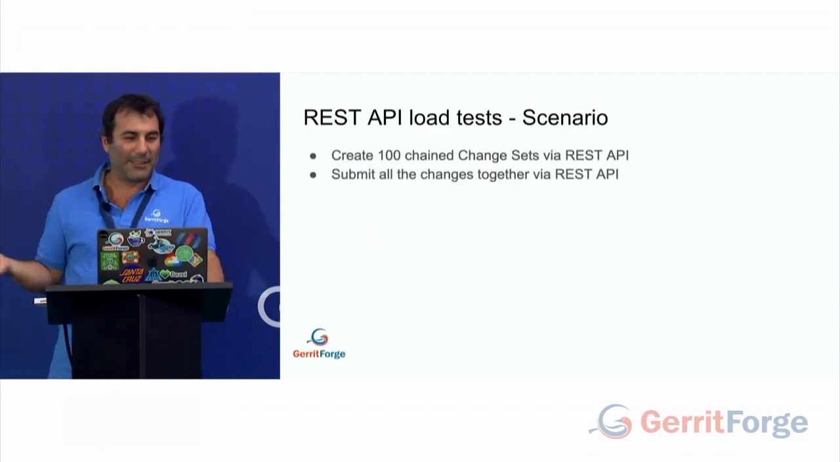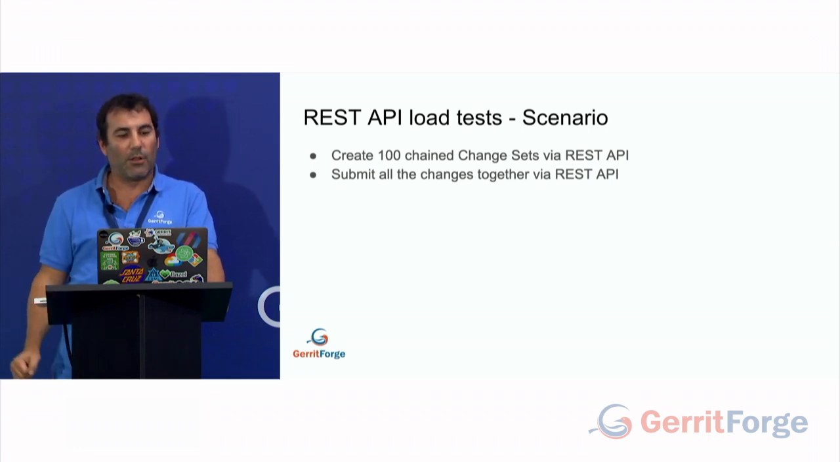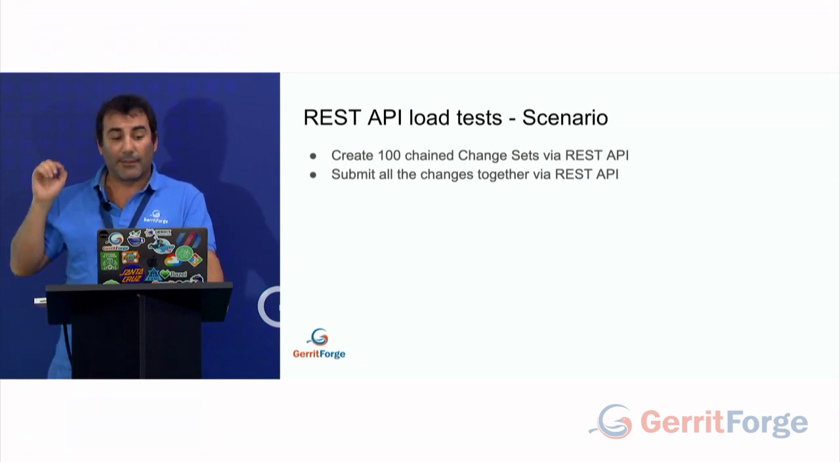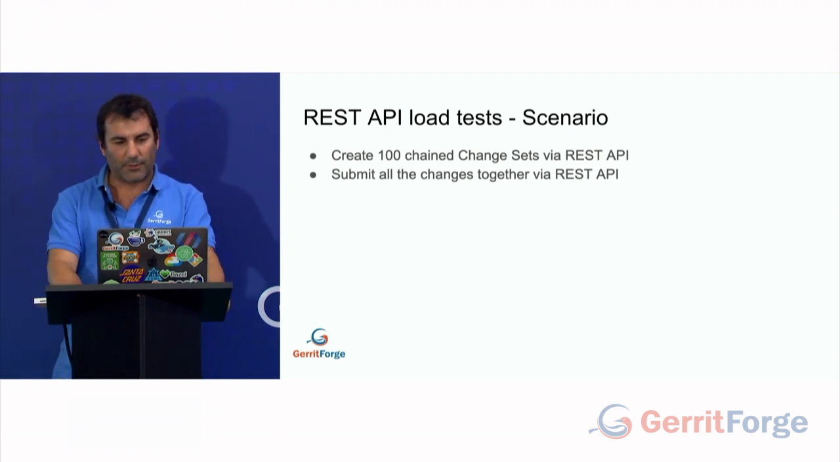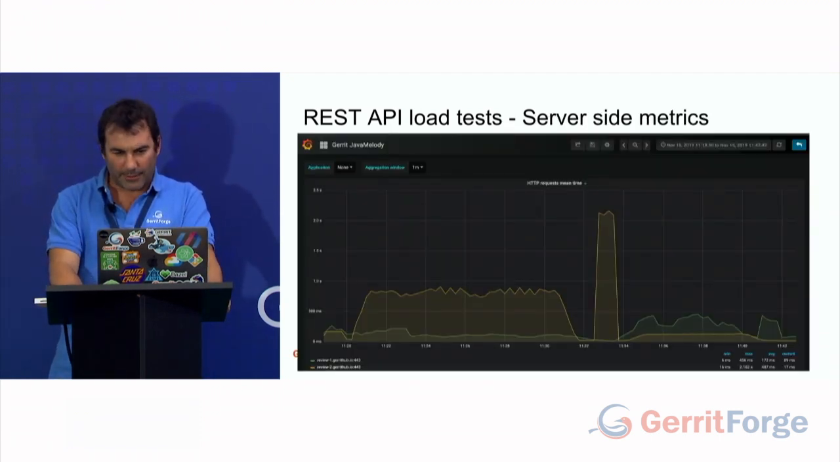So the test I did was a really simple test, stressing the API in this case. What I did, I just created 100 changes, chained one to another, and then I submitted all the changes together. And I compared the performance on the two versions. And this is what we got.